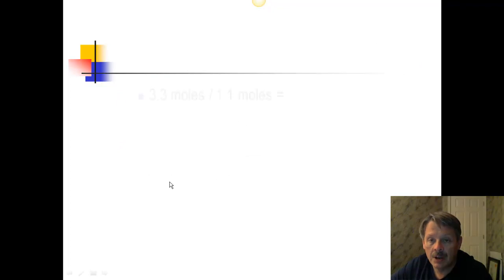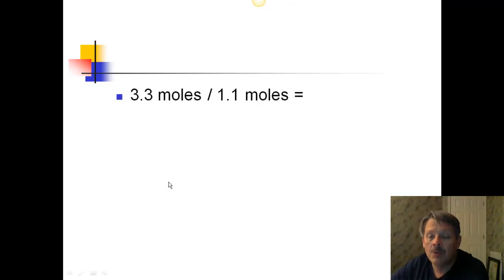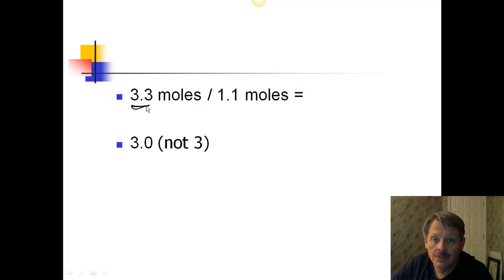All right, let's try another one. We have 3.3 divided by 1.1. Now, you're very tempted when you do this to say, well, that's 3. No, it's not. There are 2 sig figs here. There are 2 sig figs here. Our answer has to have 2 sig figs, which is 3.0. 3 doesn't cut it. So it's got to be 3.0.